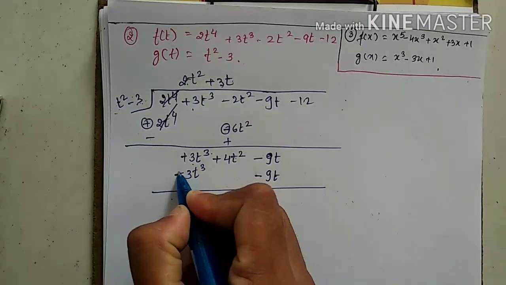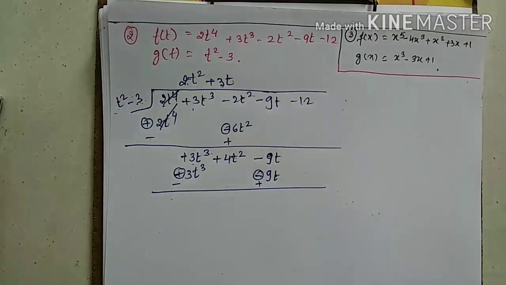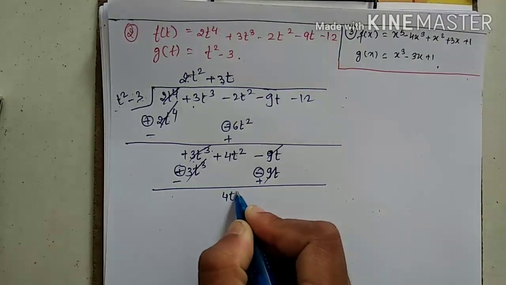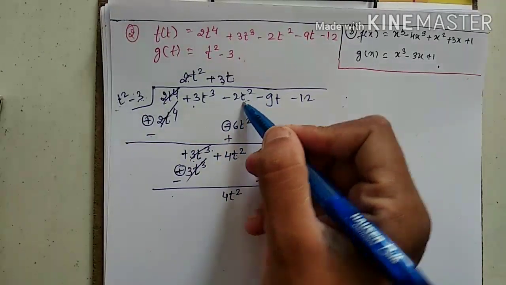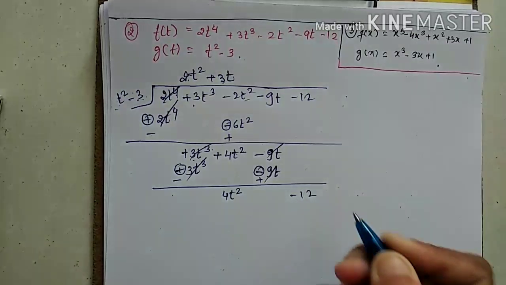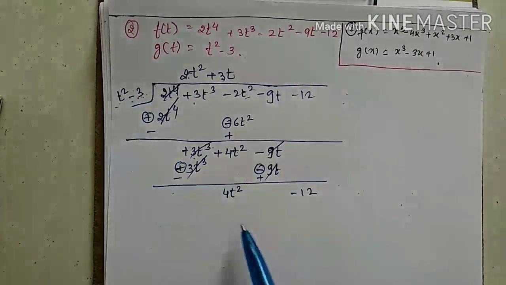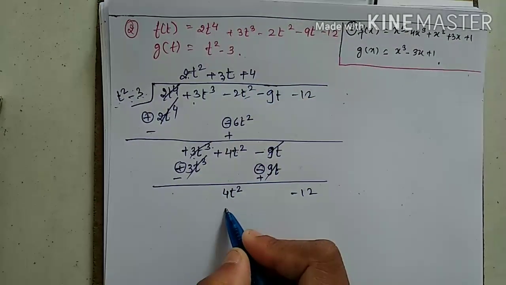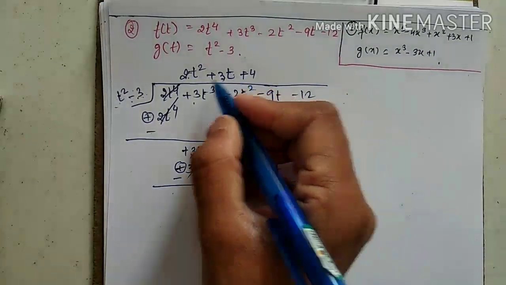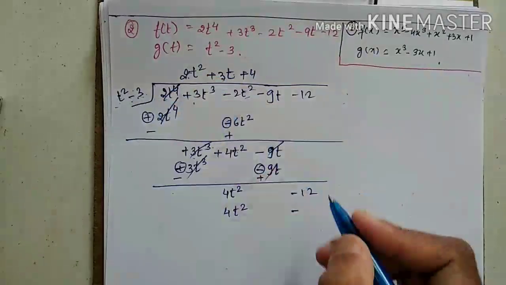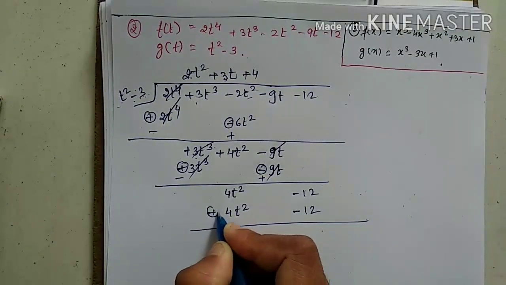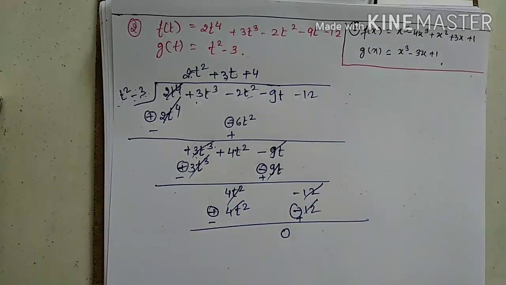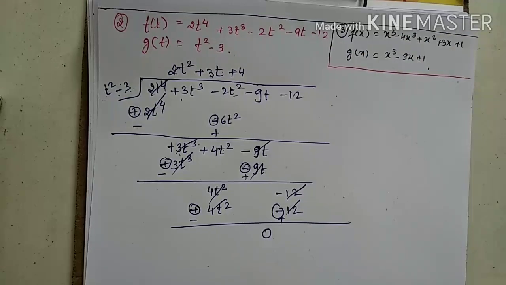Yes. Now positive becomes negative, negative becomes positive. Cancel these two terms. This also cancels. What remains? 4t square. Now what is remaining here? Minus 12. Now do it. t square, t square, so I have to multiply 4. 4t square. Positive, negative, negative. 4 threes are 12. Positive becomes negative, negative becomes positive, cancel. What remainder? 0. Again the same process, I will not do again and again.